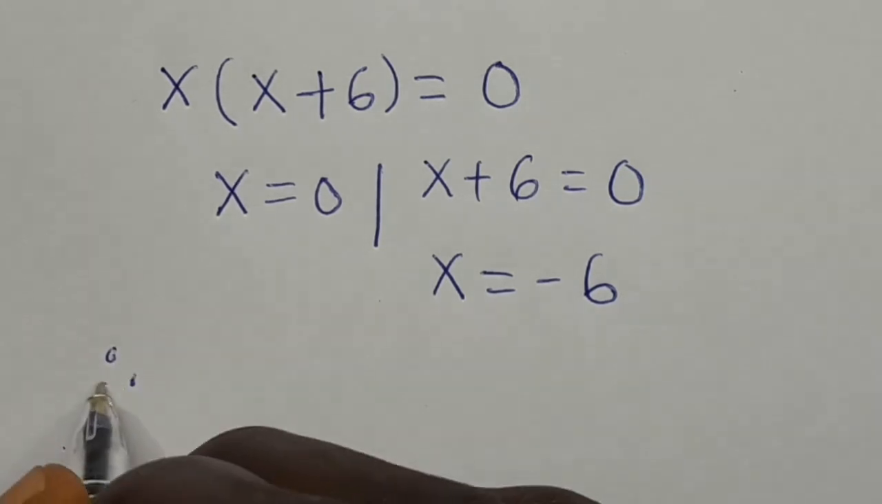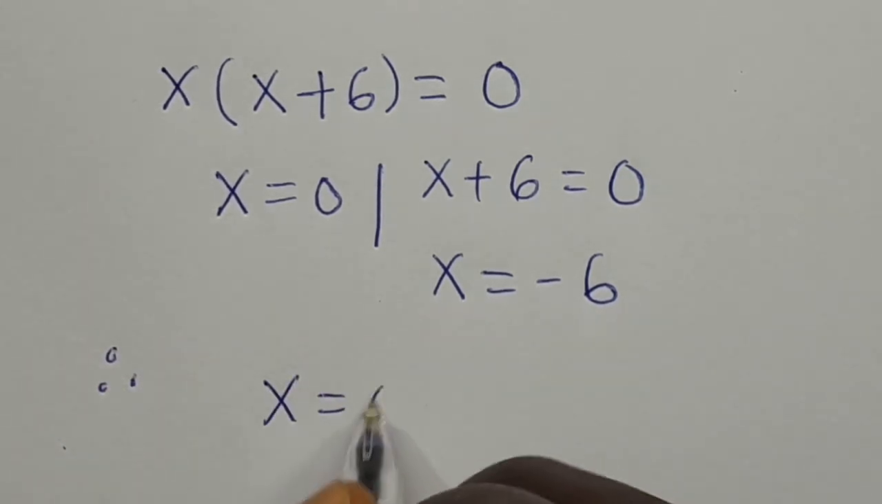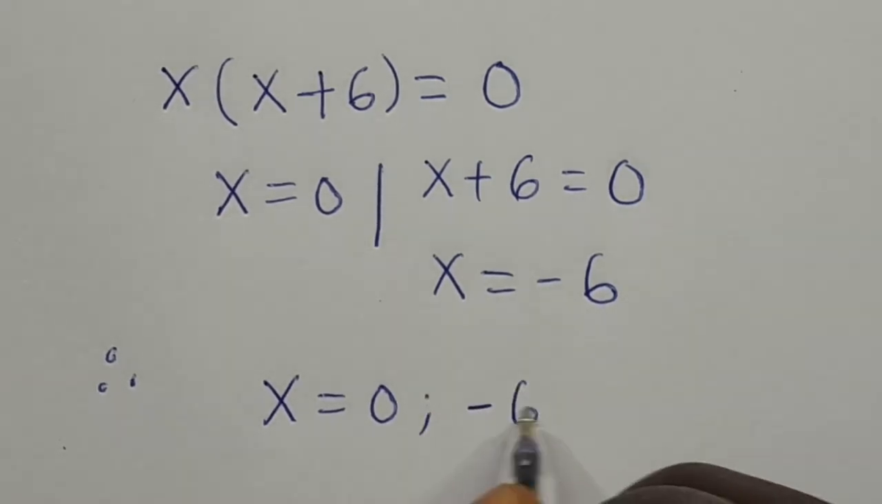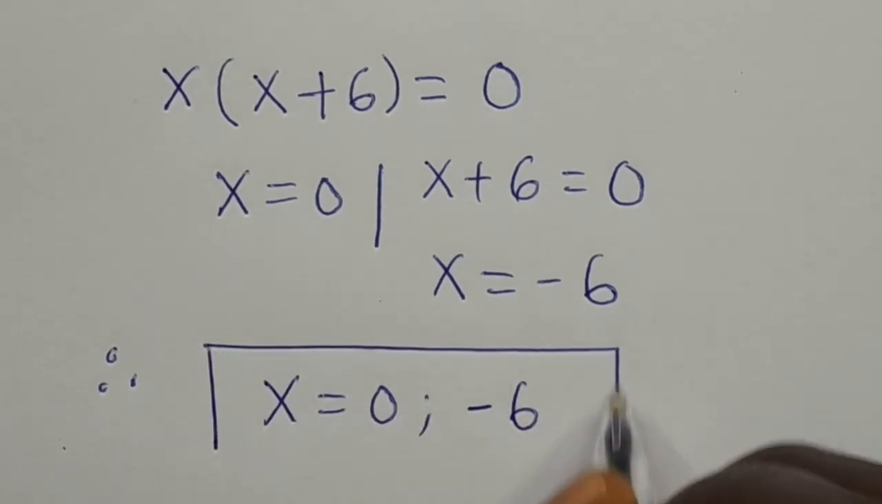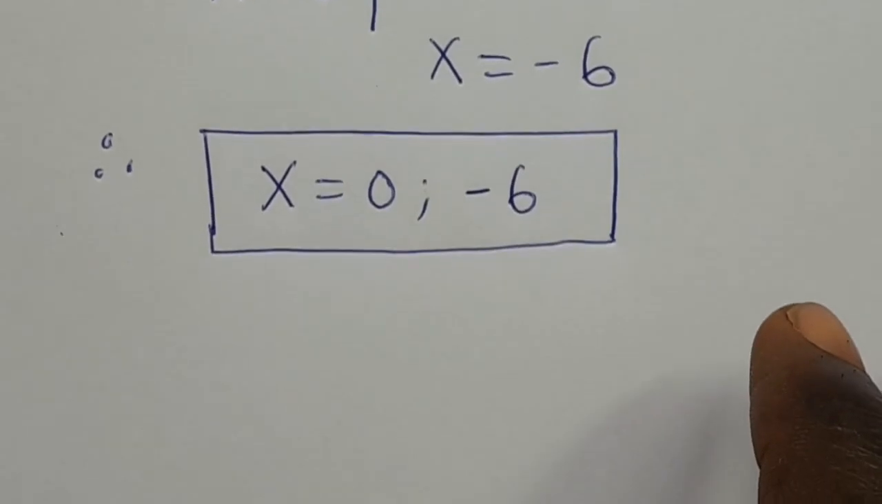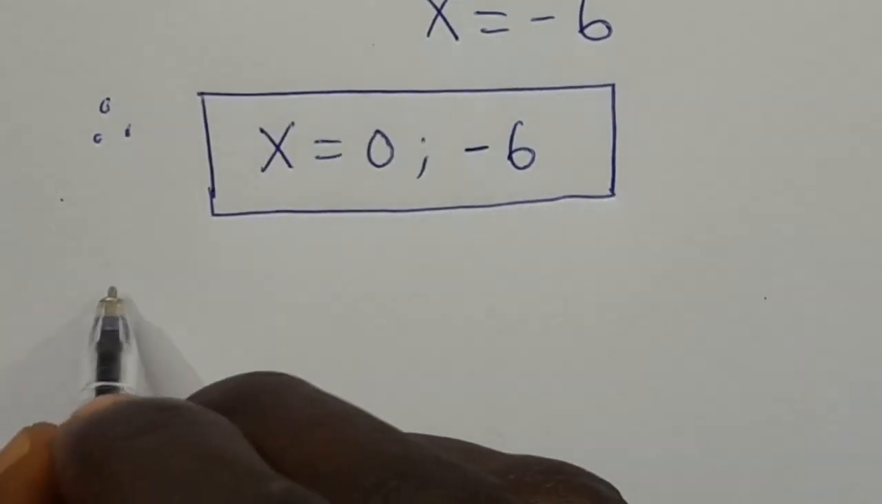So therefore finally we have x equals 0 and minus 6 as the first method. So we have x equals 0 and x equals minus 6. Then when we apply the second method, let's say method 2.